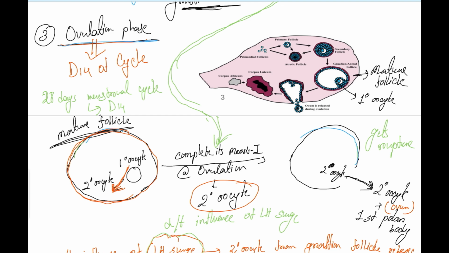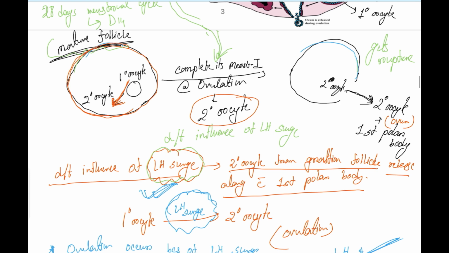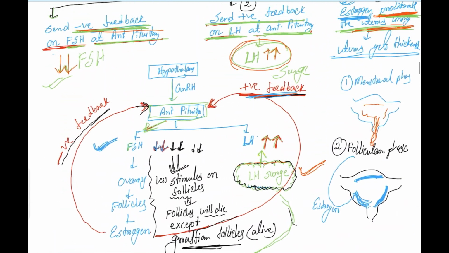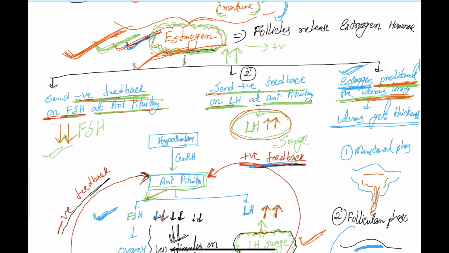If I ask you what structure ruptures to release ovum, you will answer the mature follicle, the Graafian follicle, which releases its ovum. If I ask you during ovulation, what happens to the basal body temperature of a female? You will answer it increases. During ovulation, there is a sudden increase in body temperature and then it drops. If I ask you estrogen shows positive feedback to whom, and negative feedback to whom, what will you answer? Estrogen shows positive feedback on LH, that's why the LH surge occurs.